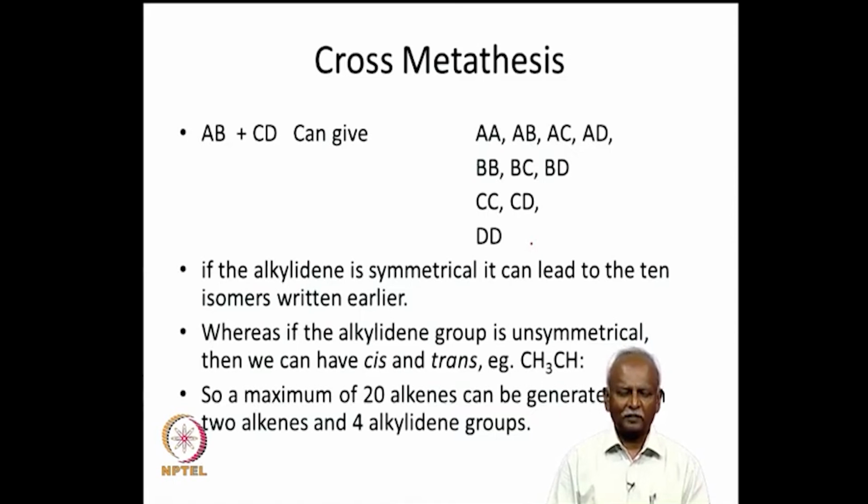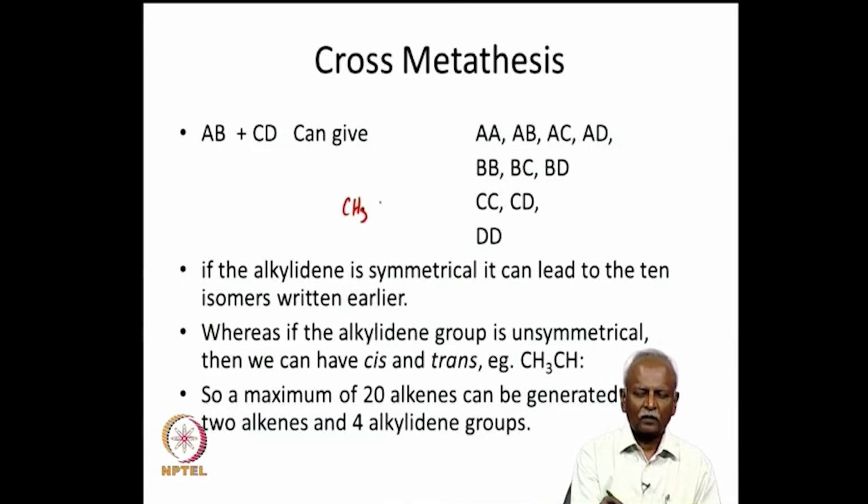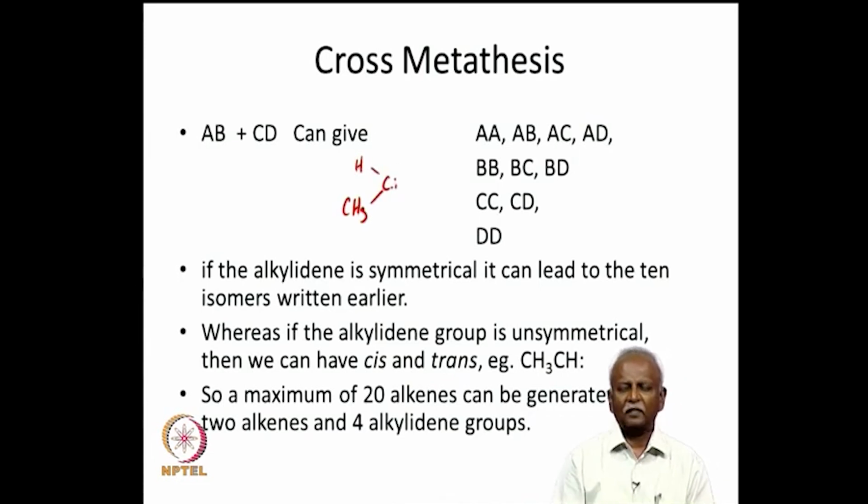If you have an unsymmetrical alkylidene group, which means that you have, let us say, CH3CH group. So, if the alkylidene, for example, has got this type, this is the alkylidene group that we are talking about, then you can have both cis and trans olefins generated from this alkylidene. So, a maximum of 20 alkenes can be generated, just starting with 2 alkenes and 4 alkylidene groups. This is the maximum that can be generated, starting with 4 different alkylidene groups.